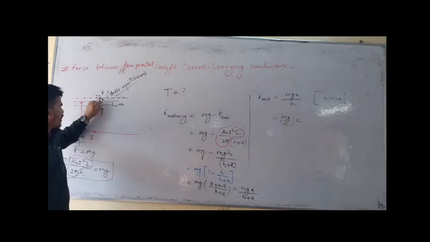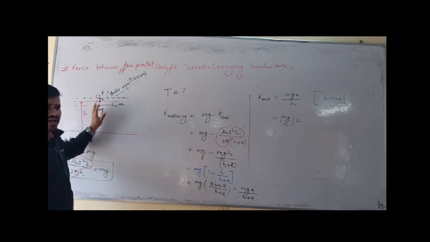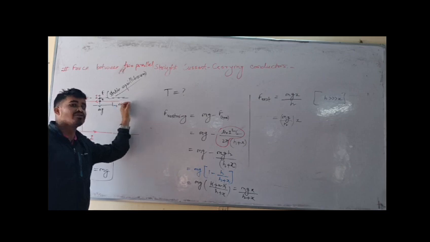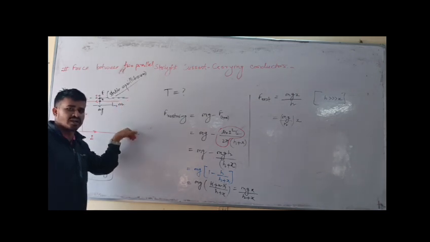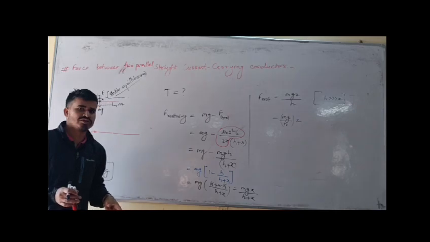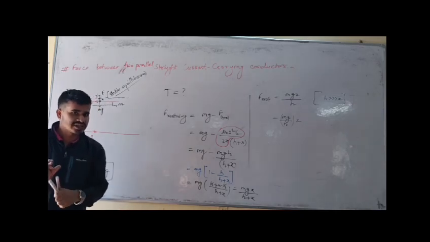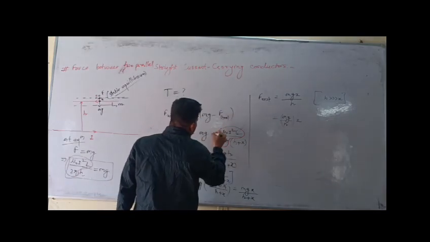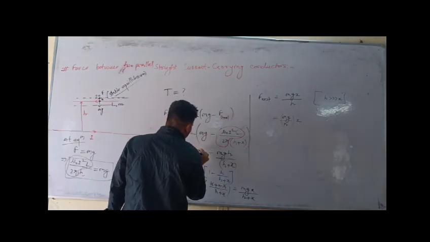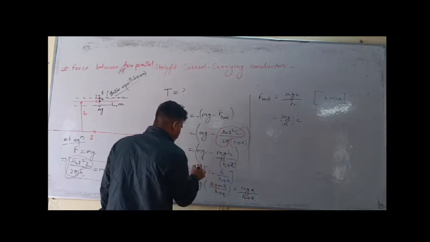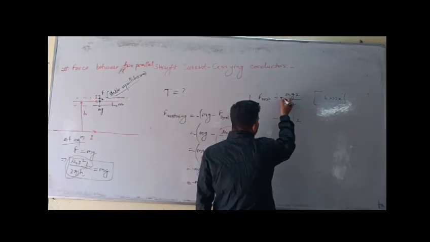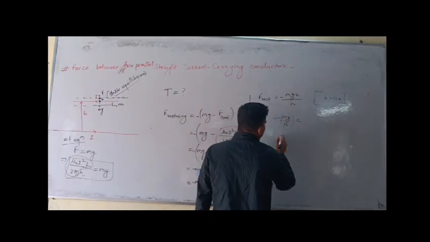If I am taking upward as positive and downward as negative, is x upward or downward? I displaced upward, so I took positive displacement, and the force is in which direction? Downward. It should be negative relative to x, opposite to x. Yes or no? That's why I will use the negative sign every time. Because it is a restoring force, it will have a negative sign.